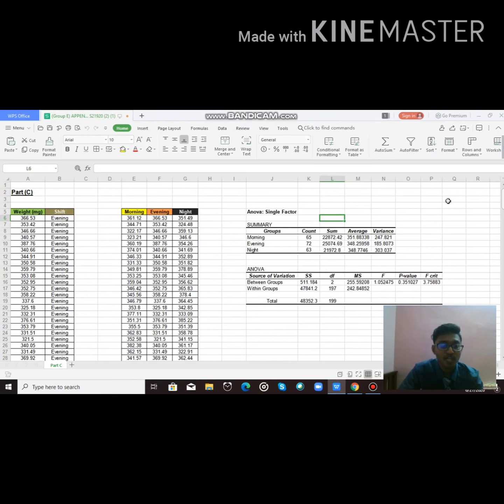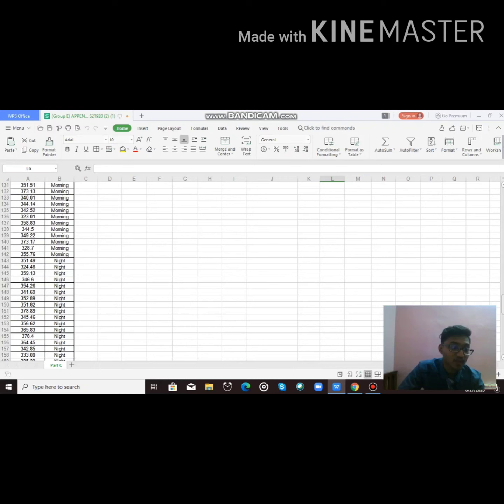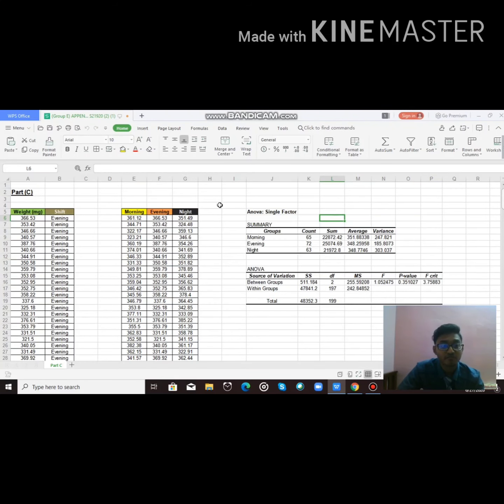For part C, ANOVA is one-way analysis of variance, which is used to determine whether there are any statistically significant differences between the means of two or more independent groups. This is the data of weight and shift, taken and arranged alphabetically from the original table. There are three different shifts.